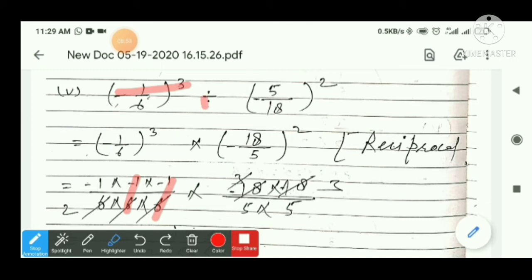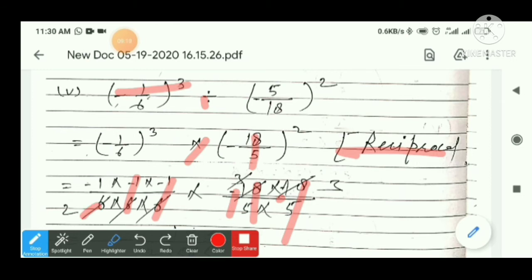And now the division. The sign will be divided here in the bracket: minus 5 upon 18 raised to the power 2. So it will be reciprocal, so the numbers will also change: minus 18 upon 5 raised to 2. Okay, it will be reciprocal here. So we will multiply 2 times: 18 upon 5 into 18 upon 5, minus into minus is plus.